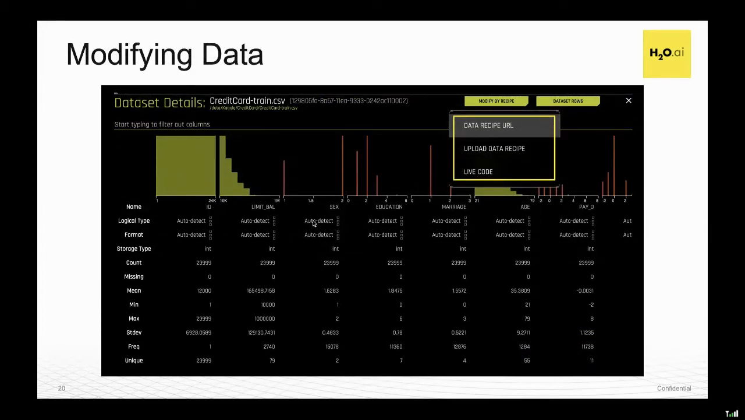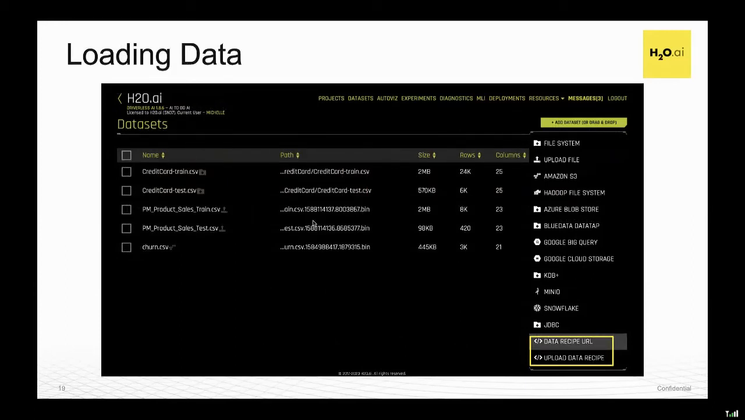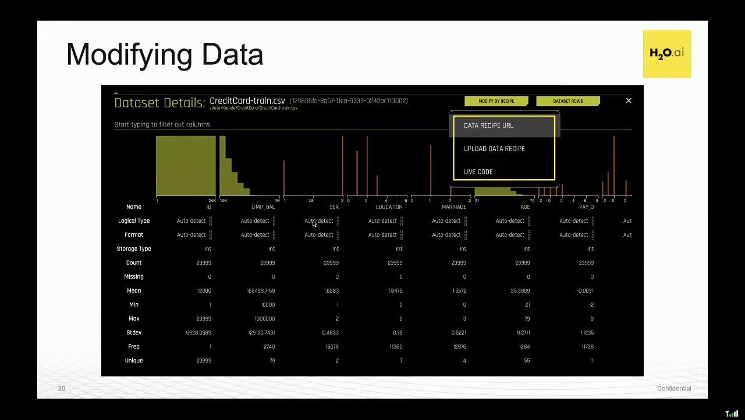To modify a data set, when we're on the data sets page, we would click on a data set, click Details, and then we'd be taken to the Details page. There's now a button that says Modify by Recipe, and we have three choices here. So the data recipe URL, again, is a link to the public repository or a link to anywhere on the internet where your recipe might be. It doesn't have to be our GitHub repository.